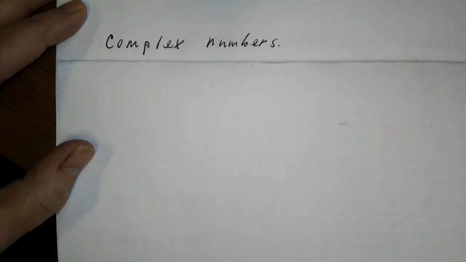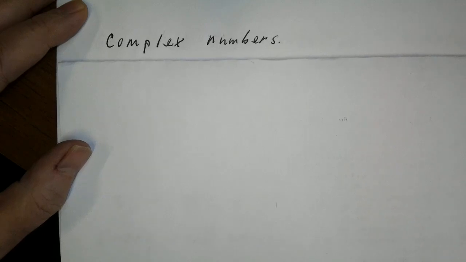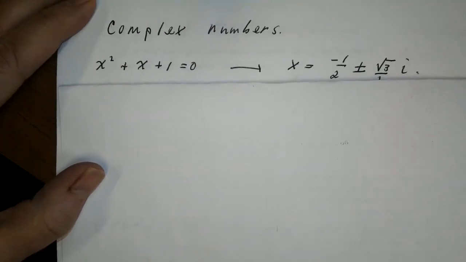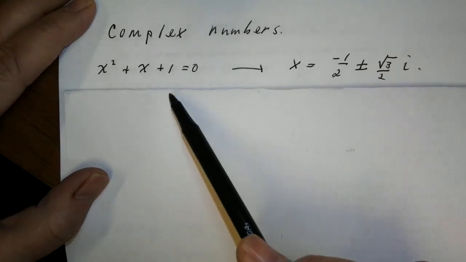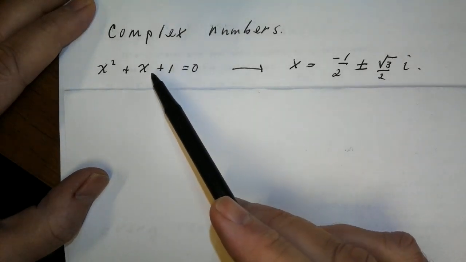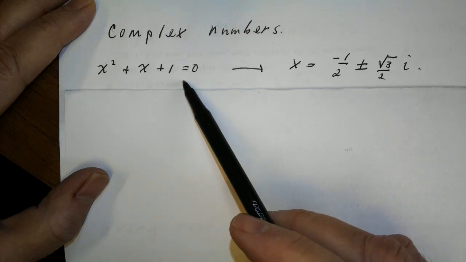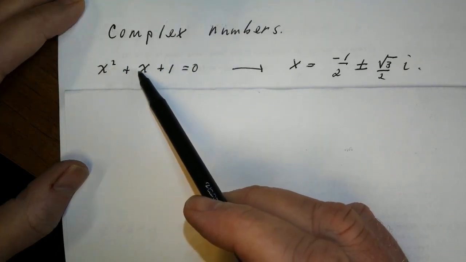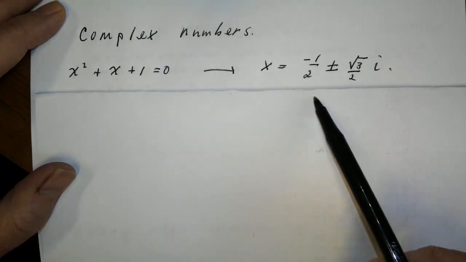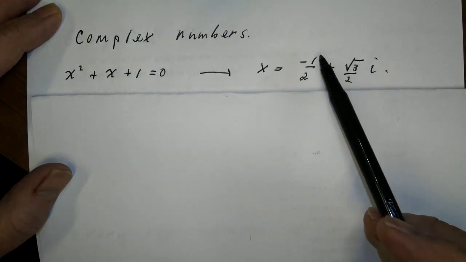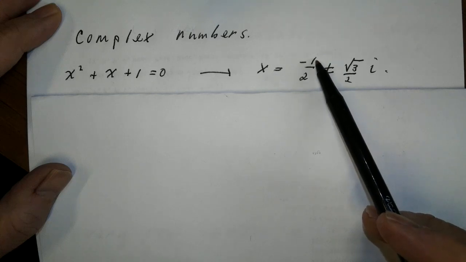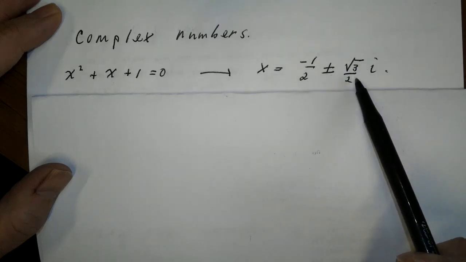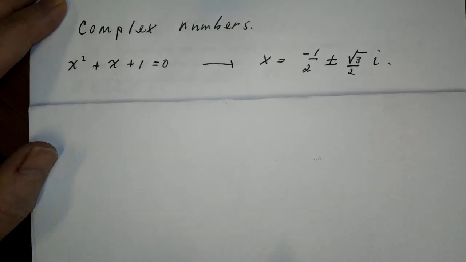One of the first places in mathematics that we encounter complex numbers is in the context of using the quadratic formula. So let's say we look at a simple quadratic like x squared plus x plus 1 equals 0. This does not have real solutions, it does not factor. But if we use the quadratic formula, a is 1, b is 1, c is 1, and a little bit of simplification is going to yield the two roots: minus 1/2 plus root 3 over 2 i, and minus 1/2 minus root 3 over 2 times i.